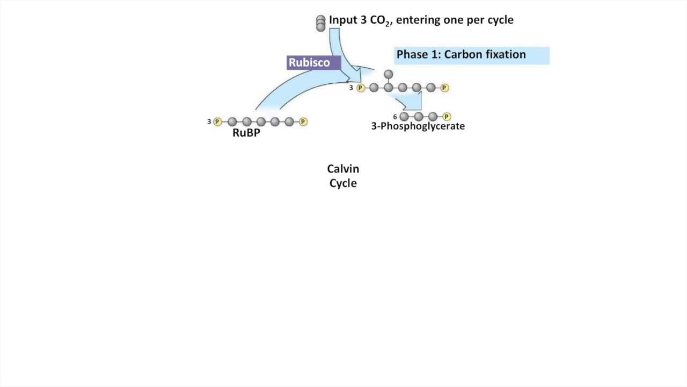Okay, so first phase in the Calvin cycle is carbon fixation. So we start off with a 5-carbon molecule called ribulose bisphosphate, abbreviated here as RuBP. You can see it's got 2 phosphate groups on the ends of that 5-carbon chain. But in order to make this work, we need 3 molecules of Rubisco, and we need 3 carbon dioxide molecules.